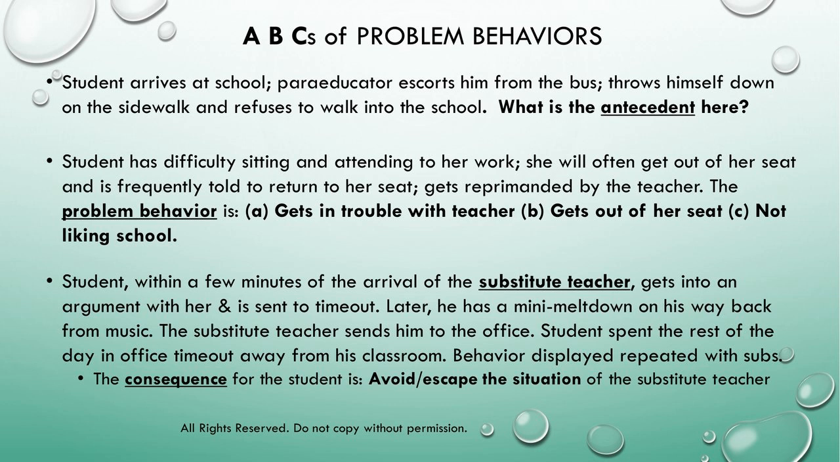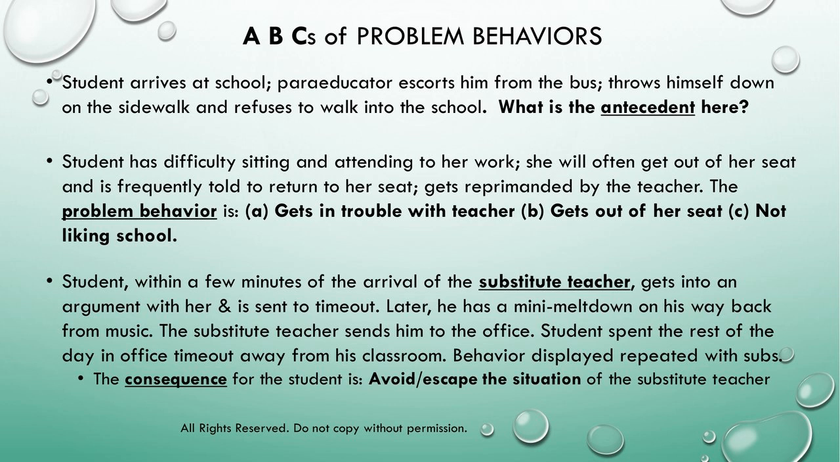Student has difficulty sitting and attending to her work. She will often get out of the seat, and she's frequently told to return to her seat. So, is the problem behavior getting in trouble with the teacher, or getting out of her seat, or not liking school? Of course, it's getting out of her seat, which is an inappropriate behavior when the instruction is going on. So it is important to define that behavior precisely.